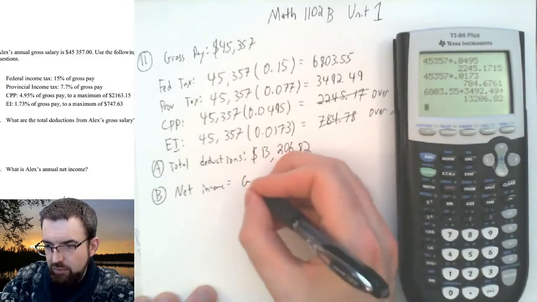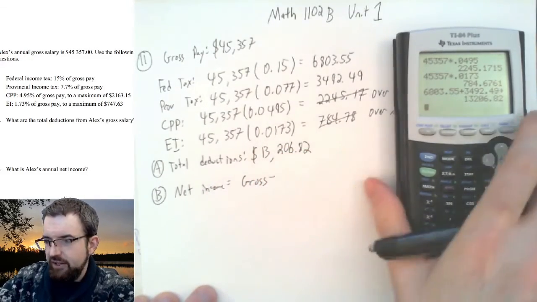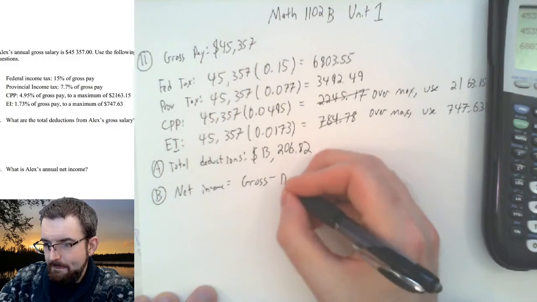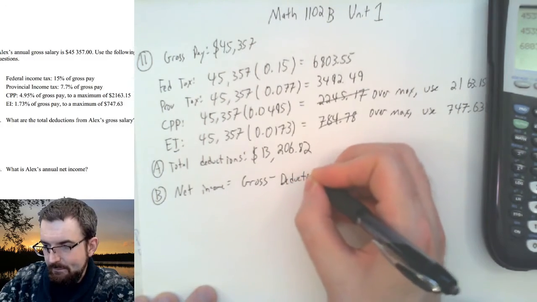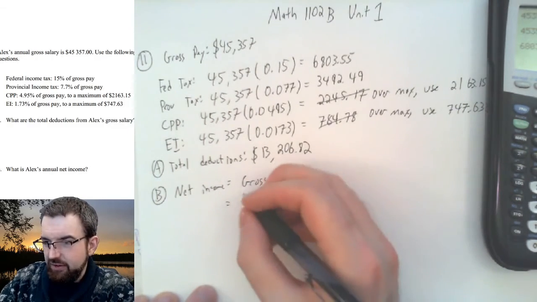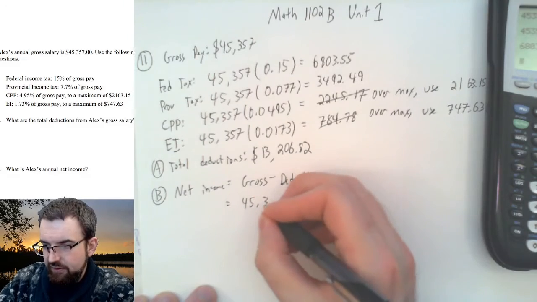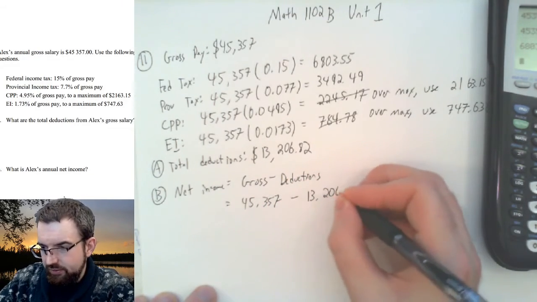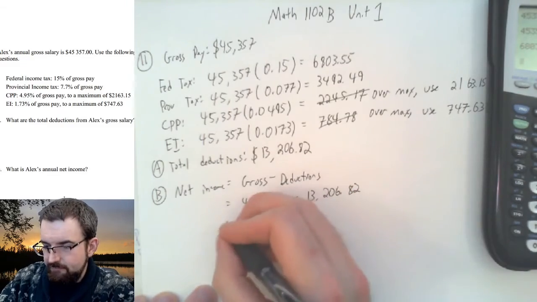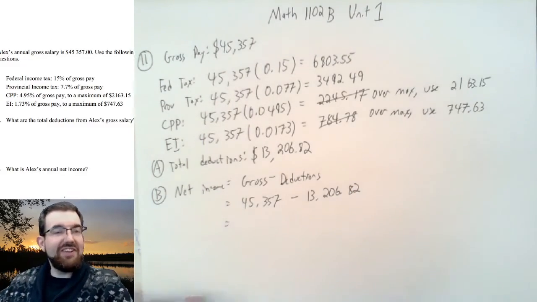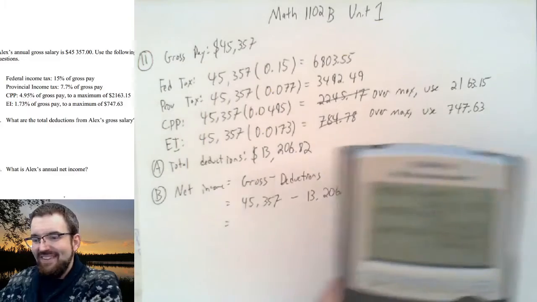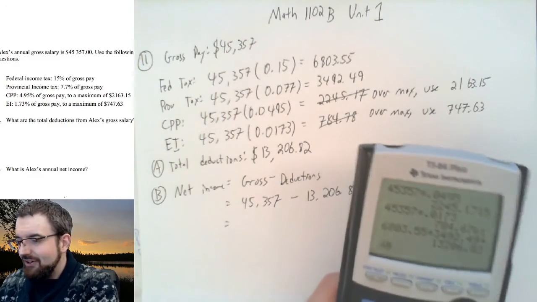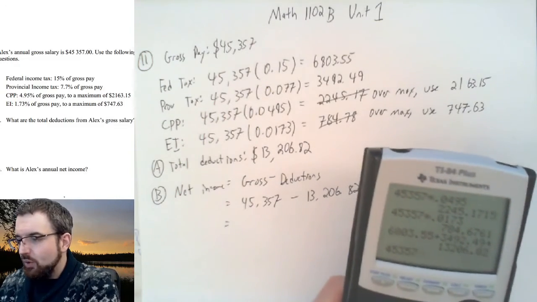And his annual net income, well, we know that net is equal to gross minus deductions. Right? So in this case, it's going to be 45357 minus 13,206.82. And we don't need to mind with significant figures and stuff like that because these are money, dollar values, right? None of these are measured quantities.